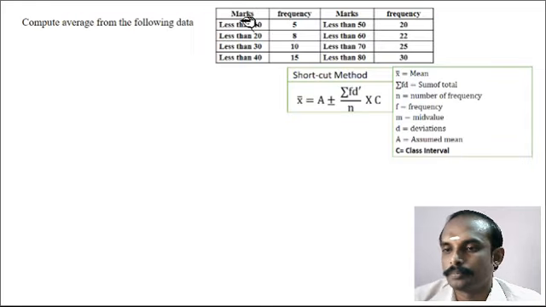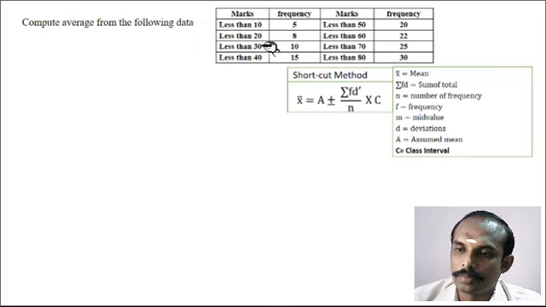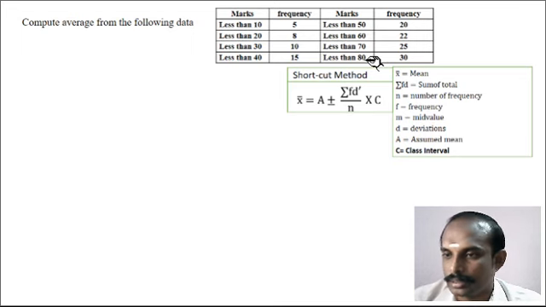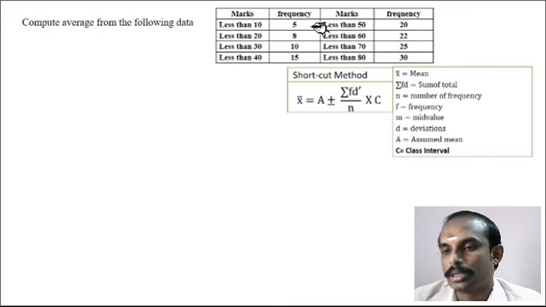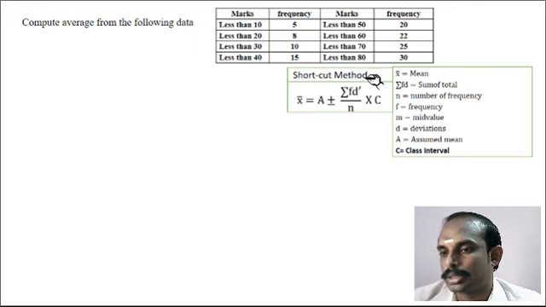For example, marks x and frequency f. The marks are less than 10, less than 20, less than 30, less than 40, less than 50, less than 60, less than 70 and less than 80. Therefore, convert to the class interval type. The frequencies are 5, 8, 10, 15, 20, 22, 25, 30, which are cumulative frequencies. So we apply the formula for the shortcut method.